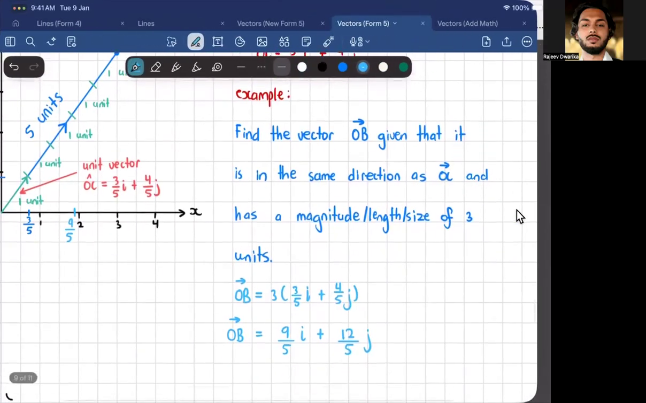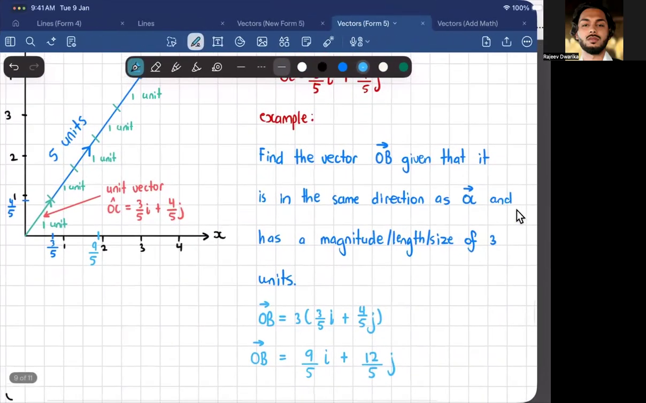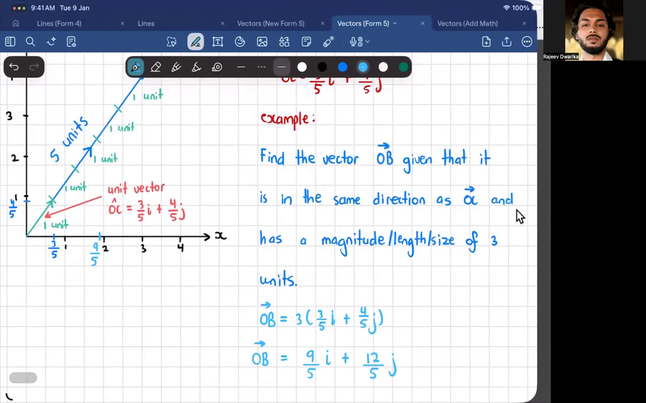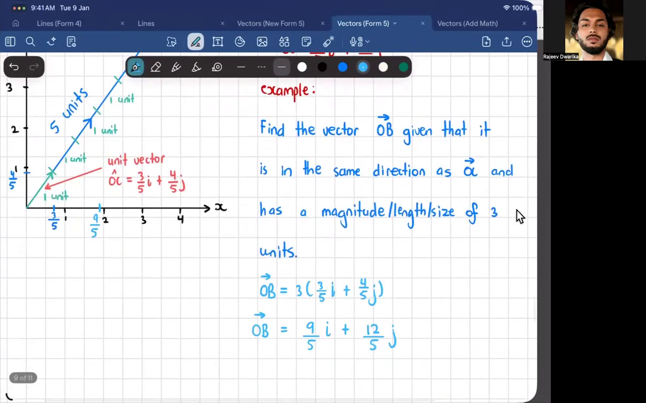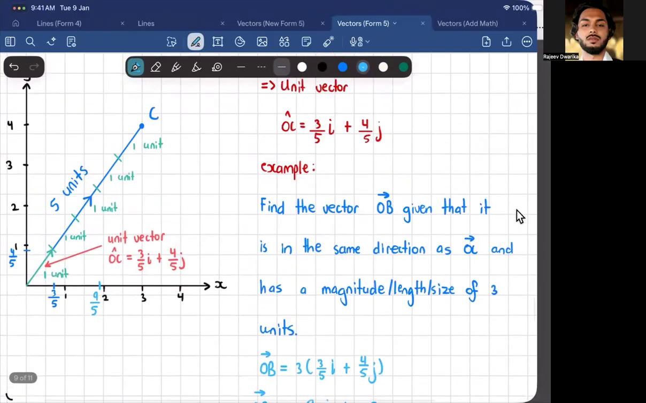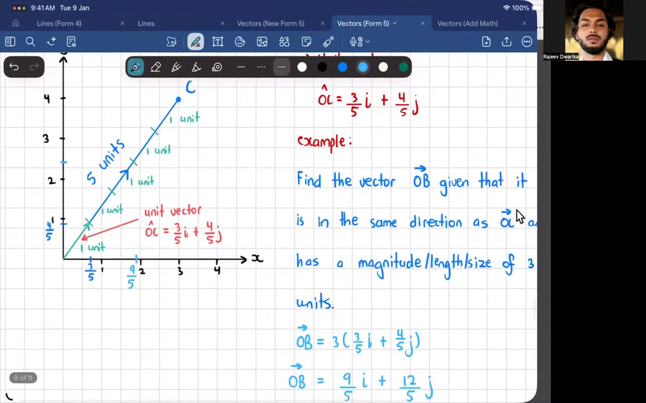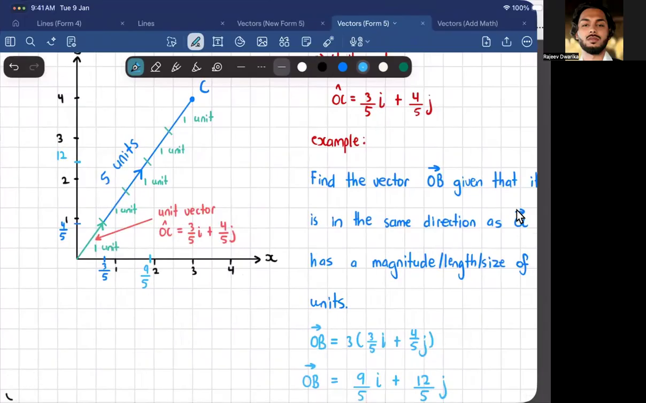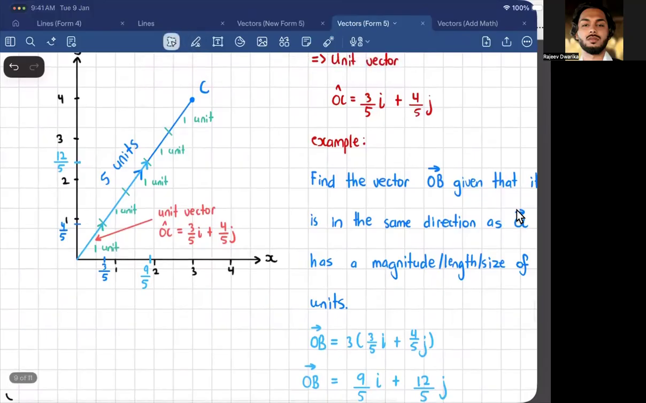Okay, no problem. So let's just estimate. 9 over 5 would be somewhere over there, and 12 over 5, that's 2.4, would be right here. Let me see if we end up at the approximate location. Do we? And we do. Sky, do you understand everything? Is everything making sense? Yes, I see that. So I trust that you understand that.